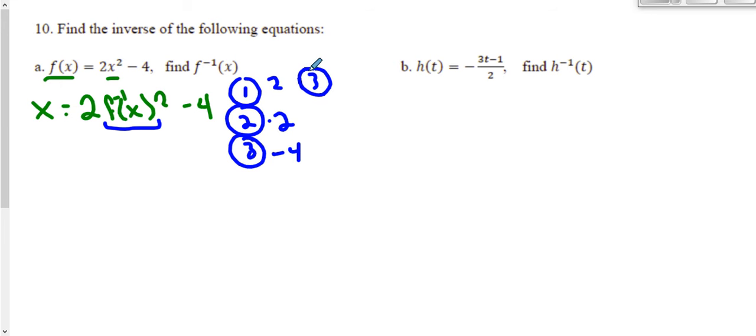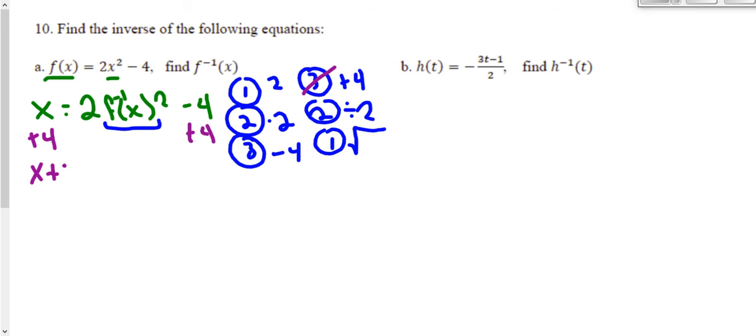So I need to undo these steps in the opposite order. So to undo the third step, minus 4, I'm going to add 4. To undo times 2, I'm going to divide by 2. And to undo squared, I'm going to use its opposite, the square root. So I'm going to go ahead and do these 3 steps in this order in order to get my f inverse alone. So I'll start by adding 4 to both sides. Plus 4, plus 4. Now I have x plus 4 on the left, and 2 times the inverse of f of x squared, and my plus 4 and minus 4 have canceled.